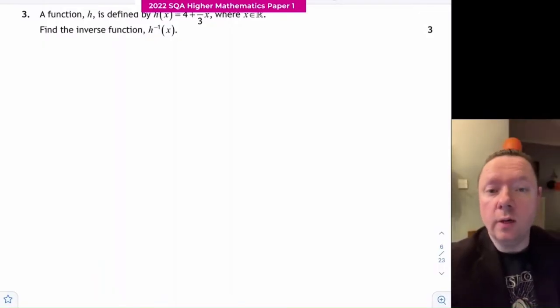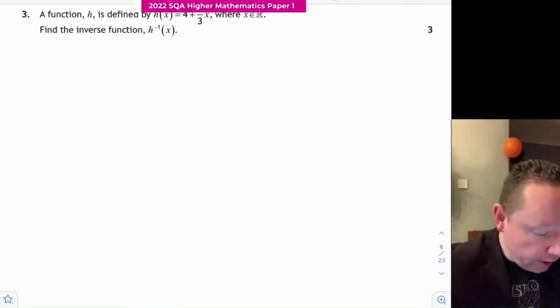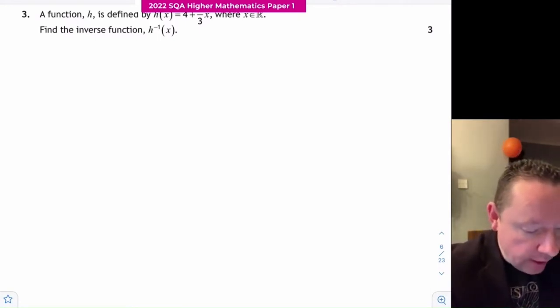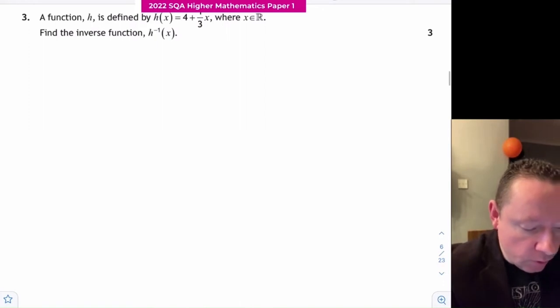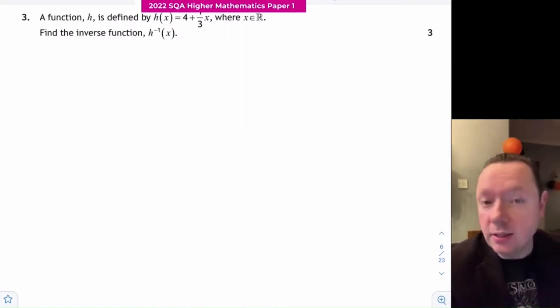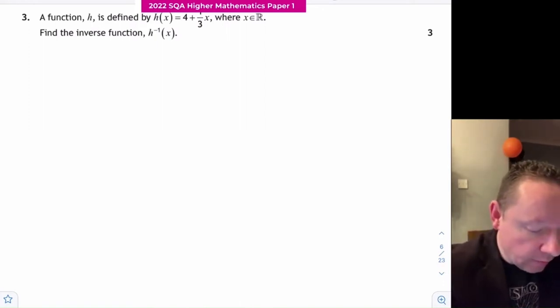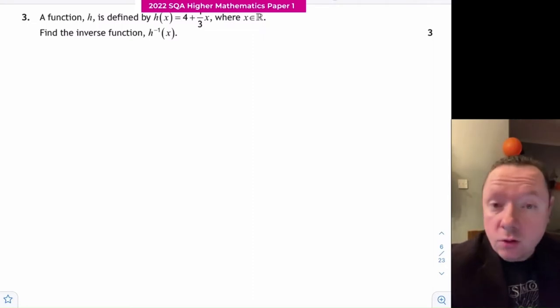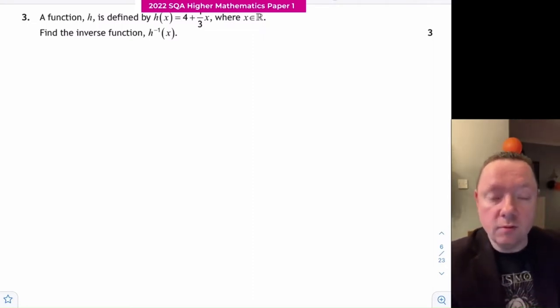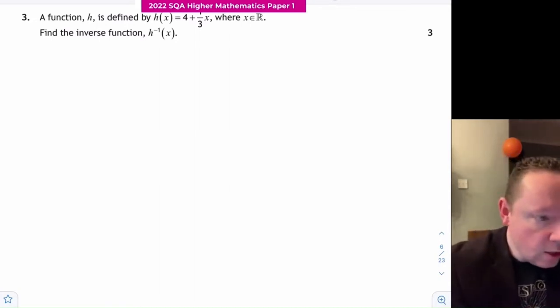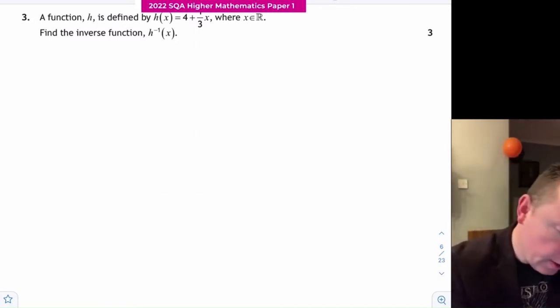SQA Higher Maths 2022 Paper 1 Question 3 was: a function h is defined as h of x equals 4 plus a third of x, where x is a member of the real numbers, and find the inverse function h to the negative 1 of x, and this is worth 3 marks. There are a couple of methods you could use, so I'll go through both methods in case you used an alternative method or prefer an alternative method. So let's look at method 1.